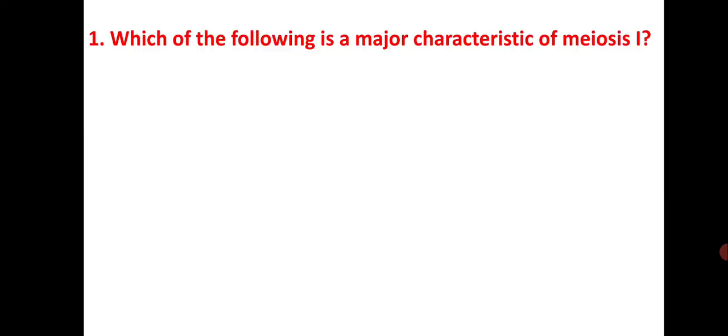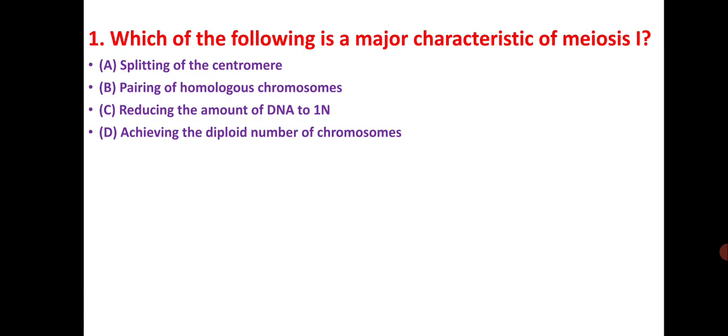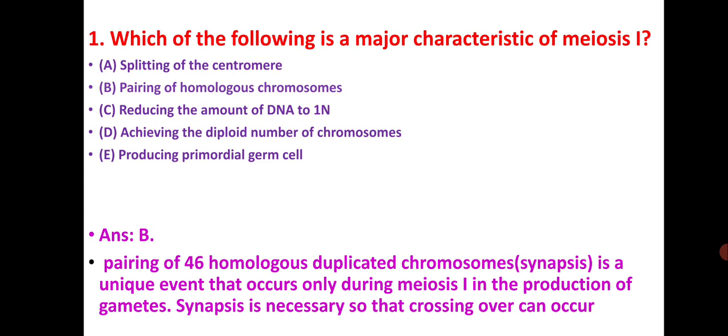First question: which of the following is a major characteristic of meiosis 1? Options are splitting of the centromere, pairing of homologous chromosomes, reducing the amount of DNA to 1n, achieving the diploid number of chromosomes, producing primordial germ cells. Guess the answer? Answer will be B, that is pairing of homologous chromosomes.